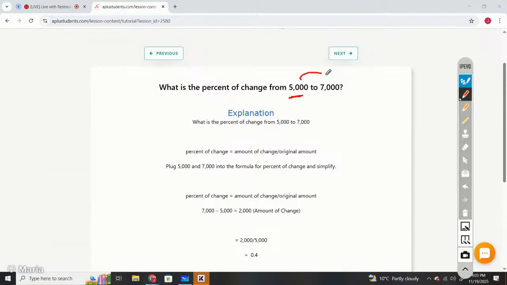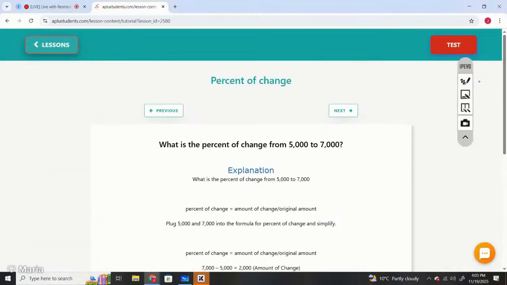Like we started from here, we have an increase from 5,000 to 7,000. So we have a 2,000 increase, divided by the original amount, 5,000. So that means that is 0.4, a 40% increase. Let's just start with the test questions.